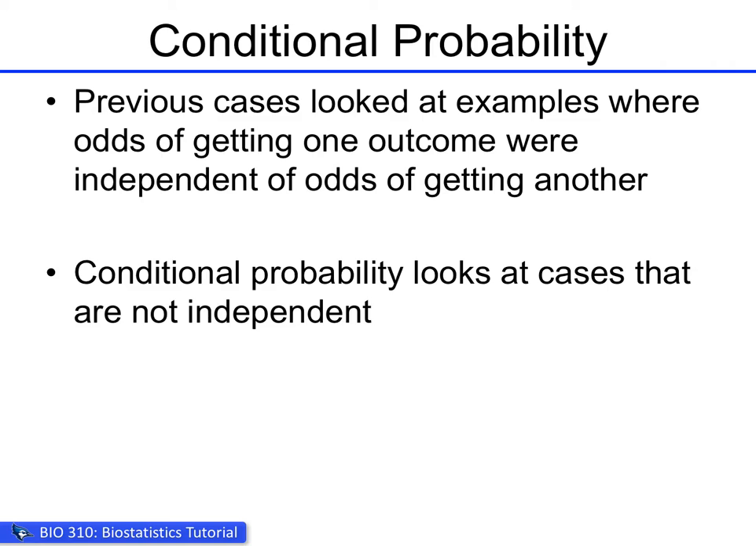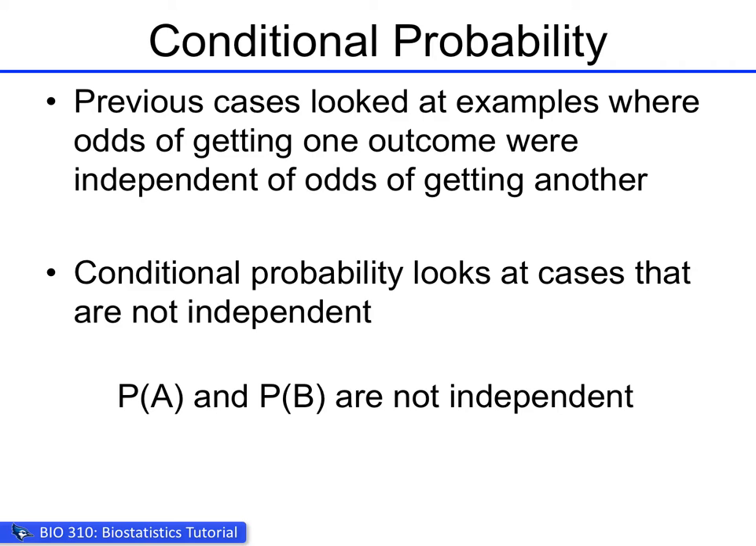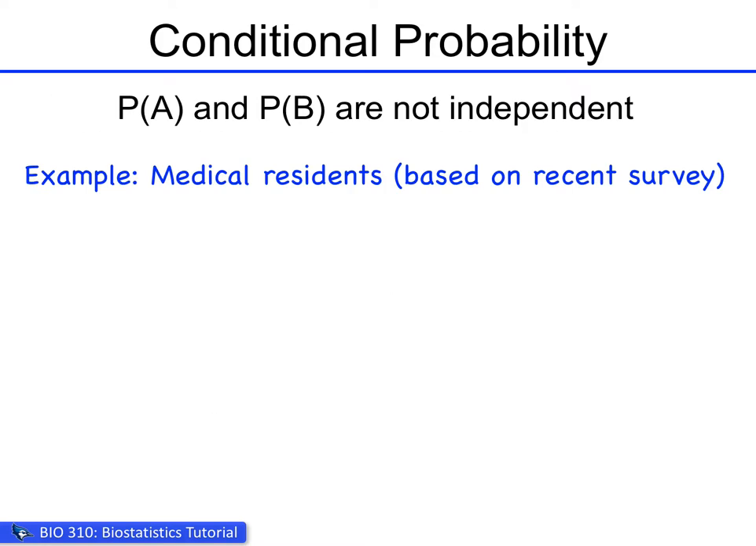All right, so the previous cases that we just finished looking at were all examples in which the probability of getting one outcome was independent pretty much of the probability of getting any other outcome, because we were looking at dice, and dice just have a single outcome on each side. So we didn't have any conditional probabilities. Now I'd like to walk you through some examples where we do look at conditional probability, where the odds of 2 or more outcomes are not independent. So the probability of A and the probability of B are not independent of each other.